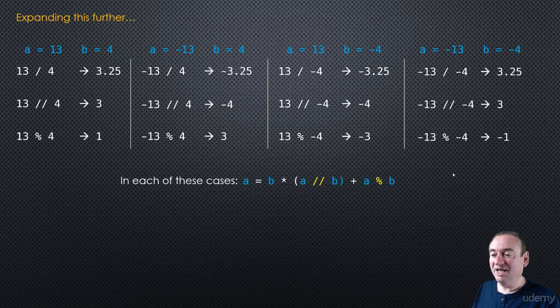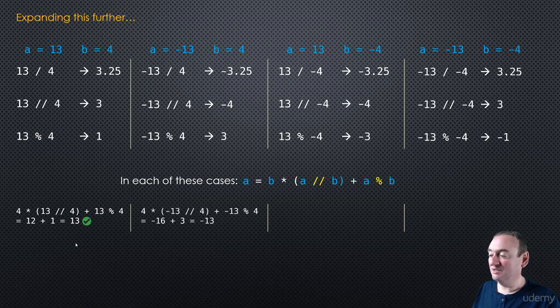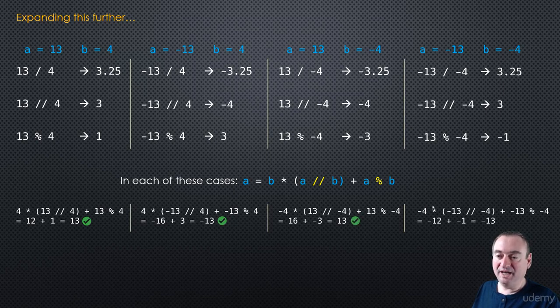And in each of these cases, it satisfies that equation. Let's check. So in the first one, we have 4 times 13 div 4 plus 13 mod 4, which is 12 plus 1, which is 13. So we're good. Right, matched. What about the next one? Well, 4 times minus 13 div 4 plus minus 13 mod 4 is minus 13. It matches our minus 13. We're good. And the same thing here, that matches as well. And lastly, this one here, right, we have minus 4 times minus 13 div minus 4 plus minus 13 mod negative 4. That gives us minus 12 minus 1, which is minus 13. And again, that matches, right?